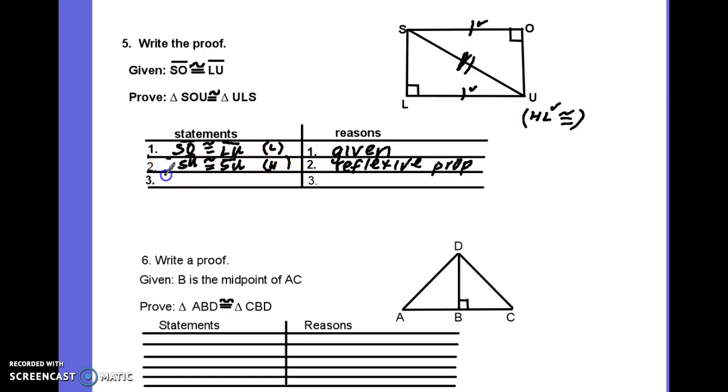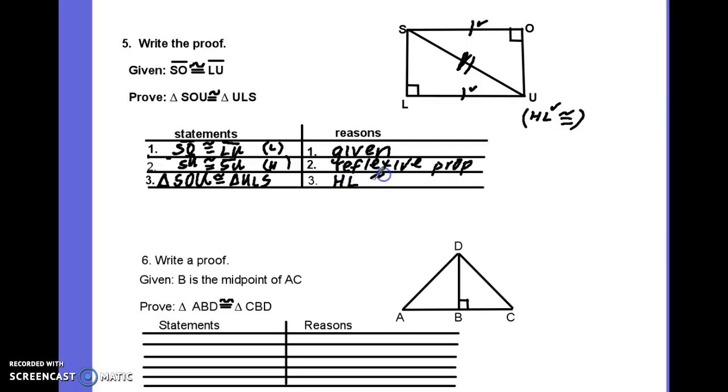So therefore we can now make our conclusion. Triangle SOU, which is the upper one. SOU. Notice I'm starting here, then I'm going to the right angle, then I'm ending up here. So I'm going to start here. It's going to be congruent to triangle ULS. And this is going to be by what? The hypotenuse leg congruence. We knew it was coming.